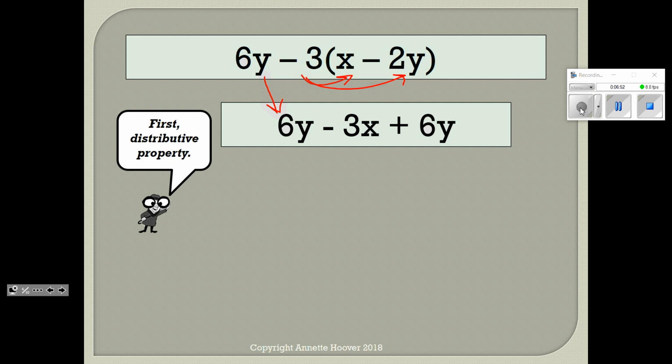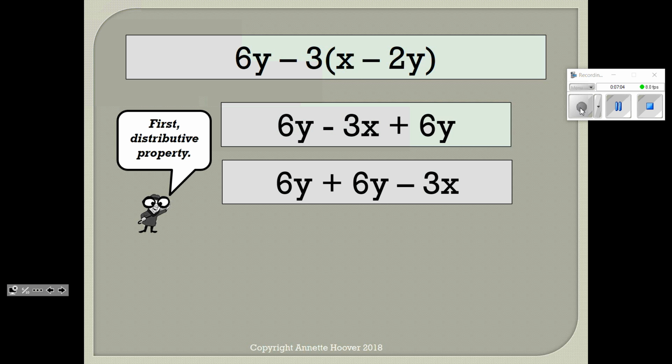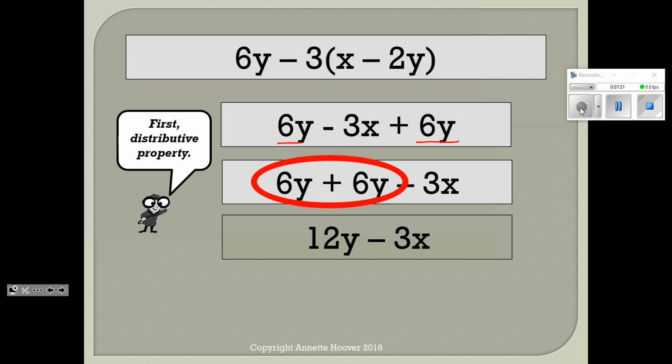Now I have three terms with no parentheses. I look for what we call like terms. What terms have the same variable attached? And I'm going to group them together mentally or on paper. I see that I have two terms that have the y. So I know that I can combine them together. So 6y plus 6y would be 12y. And the negative 3x at the end we cannot combine to it because it's not a like term. So we're finished. 12y minus 3x.